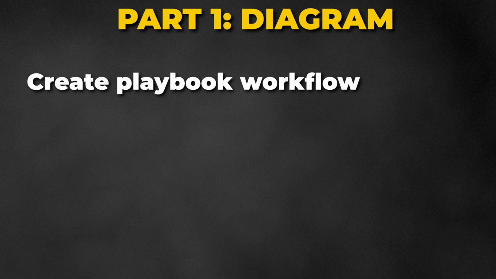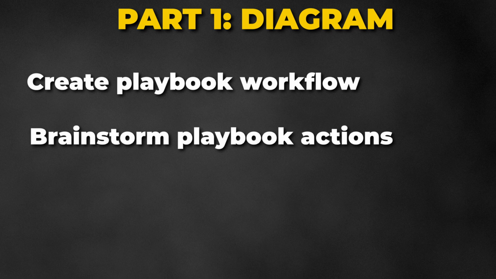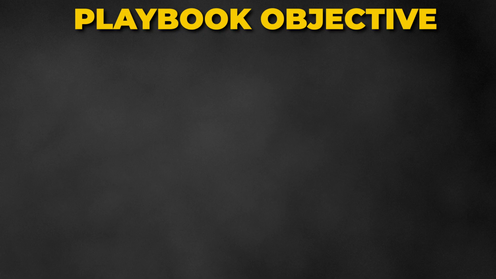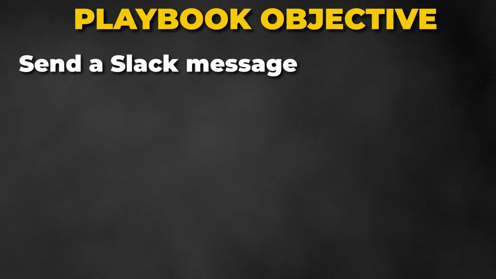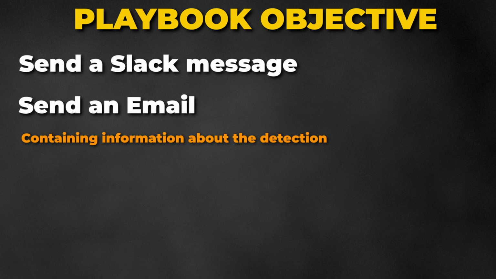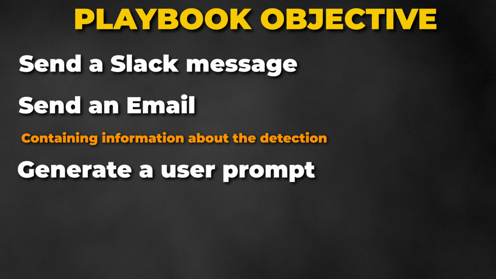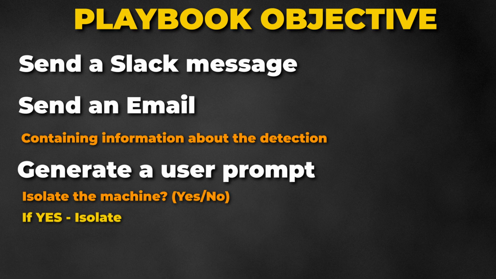For part 1 of the series, we will be focusing on creating our playbook workflow and brainstorming what actions we want our playbook to take. The main reason why we want to build out our workflow is to help organize our thoughts and then see what steps our playbook should take to accomplish our objective. The objective for this playbook will be to send a Slack message and an email containing important information about the detection that LimaCharlie had generated. Tines will then prompt the user if they want to isolate the machine, and if the user selects yes, LimaCharlie would then automatically isolate the machine.